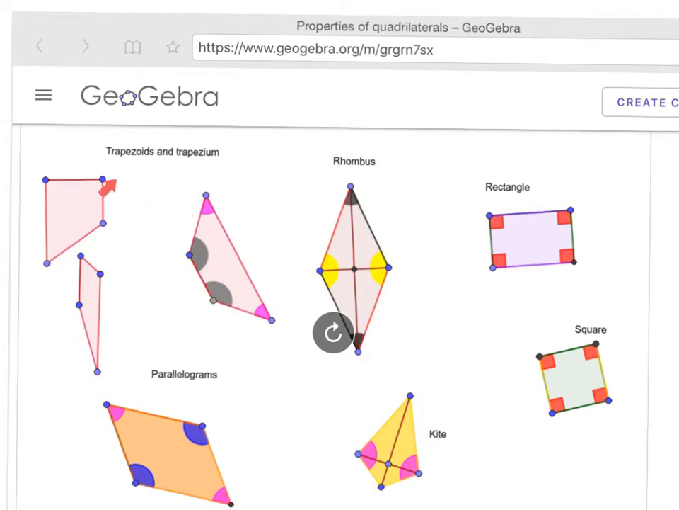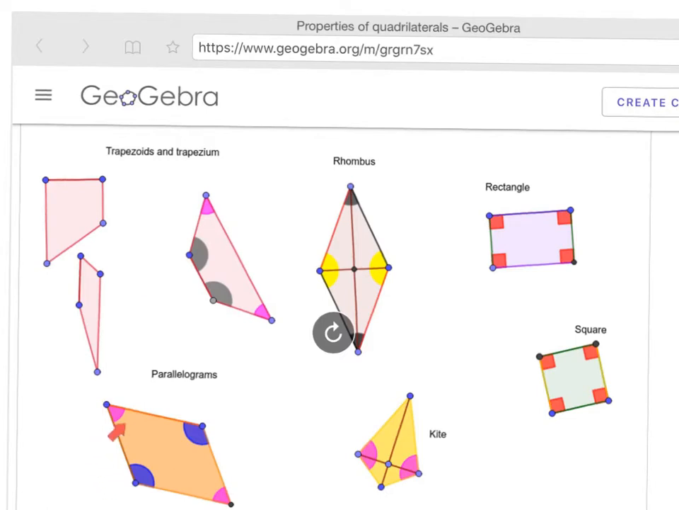So these 3 shapes here, these are all trapezoids. A trapezium, which is this shape here, means that the trapezoid has 2 pairs of adjacent equal angles. But the property of a trapezoid is it has 1 pair of parallel sides only. So anything that only has 1 pair of parallel sides is a trapezoid.